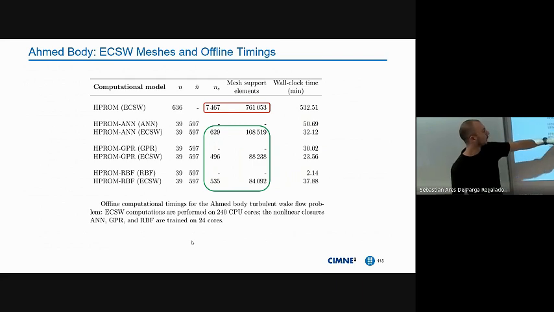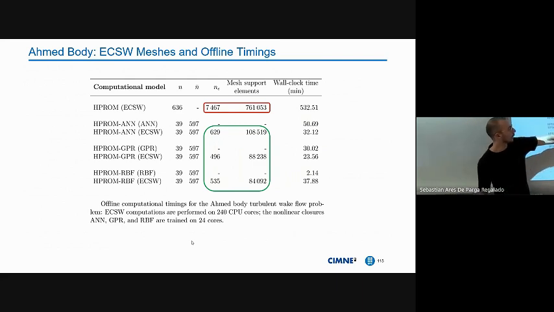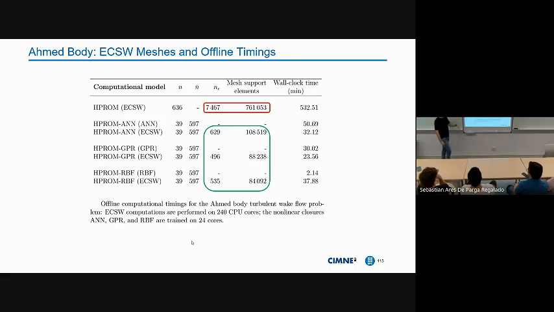And for the ANN, the GPR, and the RBF, we see that we need less than 10 times what we need for the traditional HP ROM. So only in the ballpark of 500.